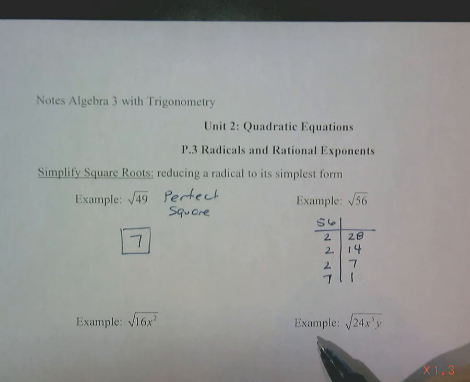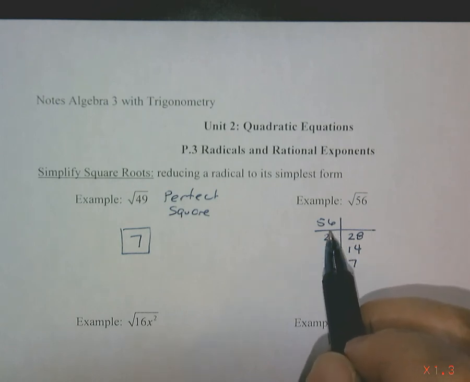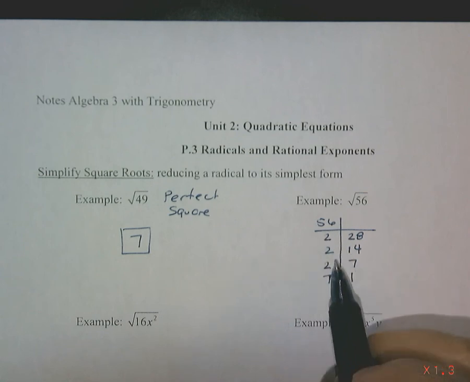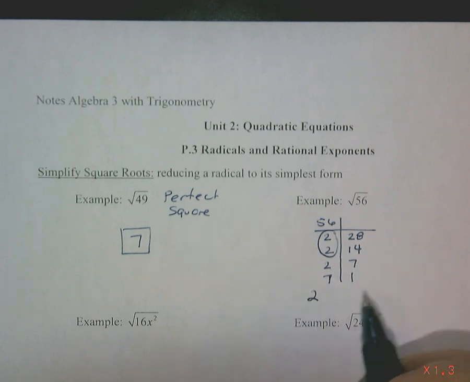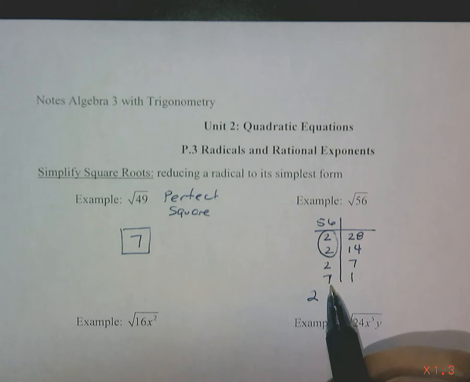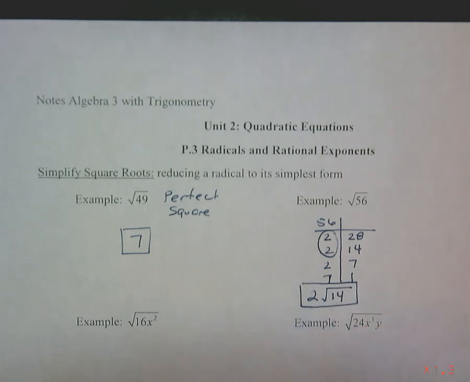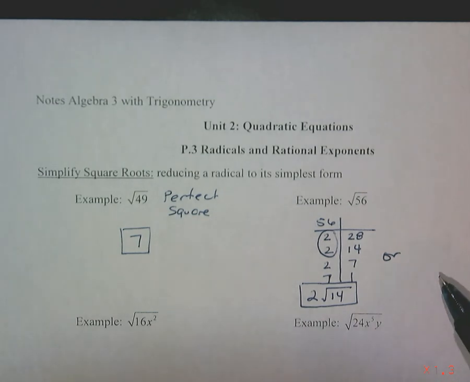So now that I have all the factors, I group them up. So here I have a pair of 2's. So this goes together. Any pairs go on the outside. And the inside, what I have left, I multiply together. So 2 multiplied by 7 is 14. So this is going to give me 2 square root of 14. If you're comfortable with that method, you can use that method. You don't have to. The other method is going ahead and finding the perfect squares.